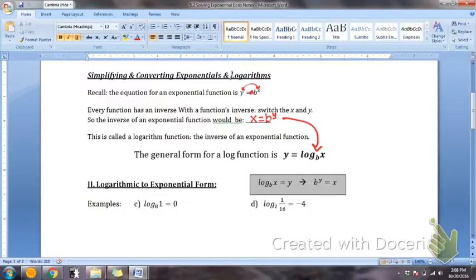So you're going to be given equations like example C that says log base 8 of 1 equals 0. And you're going to have to change it into exponential form. Please look over here in the gray box. This is log form.